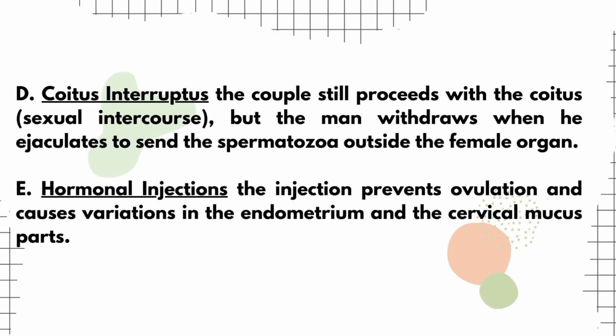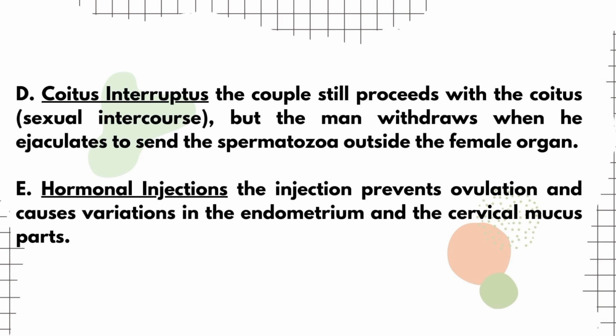Then, the coitus interruptus. The couple still proceeds with the coitus or sexual intercourse, but the man withdraws when he ejaculates to release the spermatozoa outside the female organ. Coitus interruptus, most commonly known as the withdrawal or pull-out method, is one in which a man during sex withdraws his penis from the woman's vagina when he is about to ejaculate to avoid insemination.